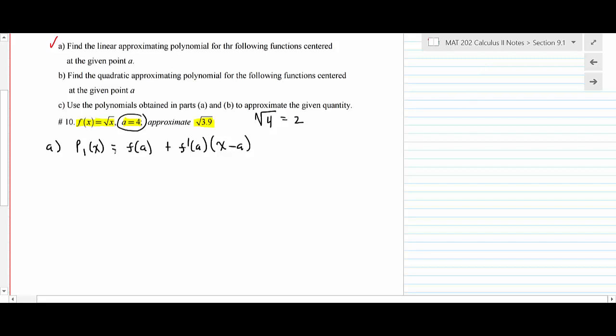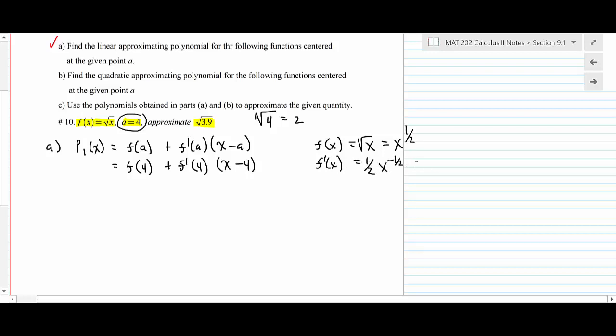Okay, so here's what you have to do in this. First of all, we know a is 4, so we're going to have f(4) plus f prime(4) times (x minus 4) like that. So we need to go ahead and do the first derivative, and we have to know what f(4) is and everything. All right, so f(x) is equal to the square root of x, so that's x to the 1/2 power. You want to do the first derivative of that. That's going to be 1/2 x to the negative 1/2, and I'm going to write that as 1 over 2 times the square root of x.